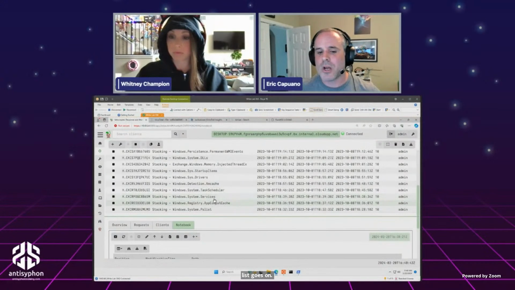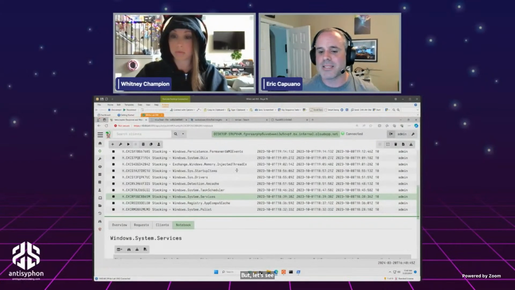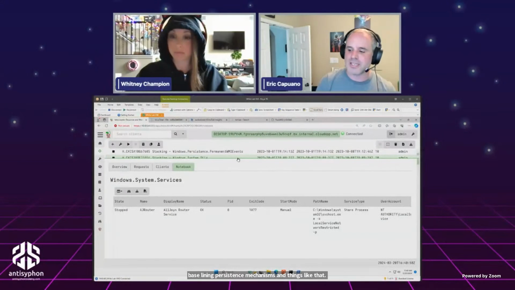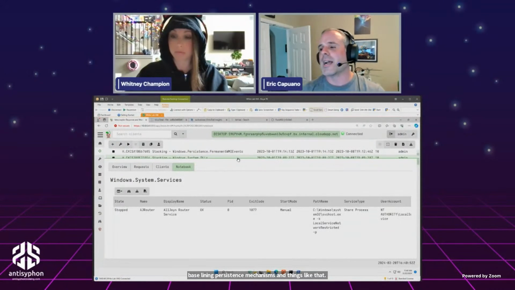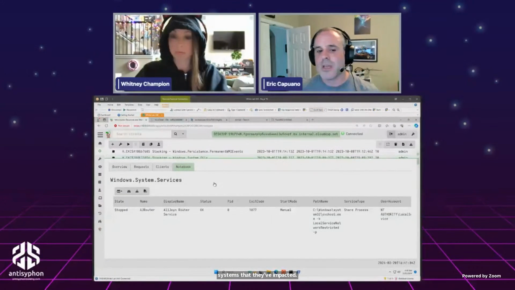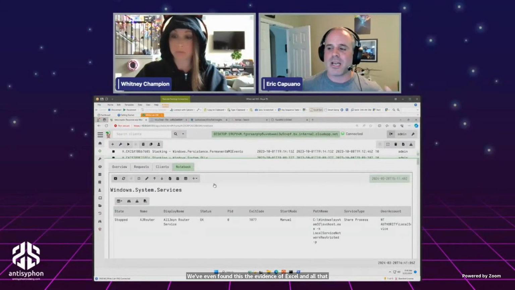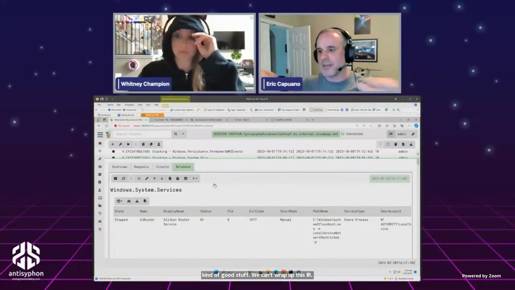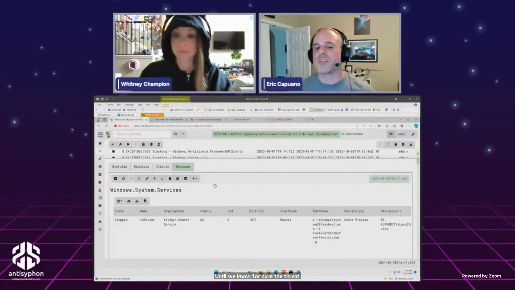Wanted to also talk about baselining persistence mechanisms and things like that, because this is just another one of the necessary steps in an IR. Even if we find all the threat actor's malware, find the systems they've impacted, and even find the evidence of exfil and all that kind of good stuff, we can't wrap up this IR until we know for sure the threat actor is gone, eradicated, completely removed from the system, right?